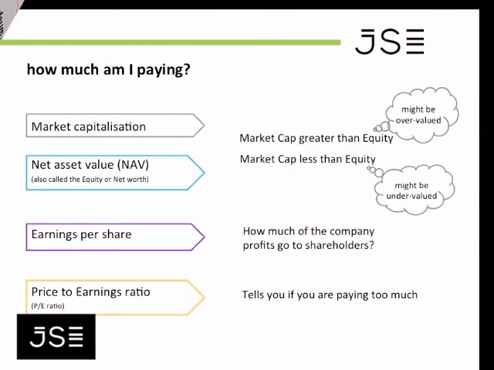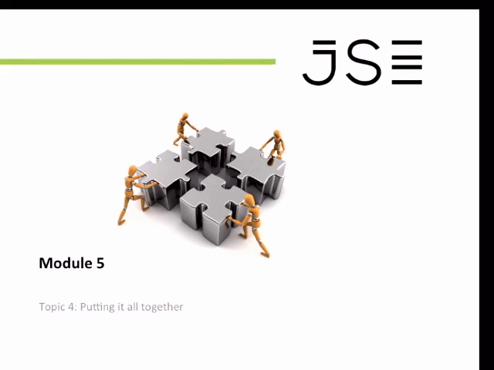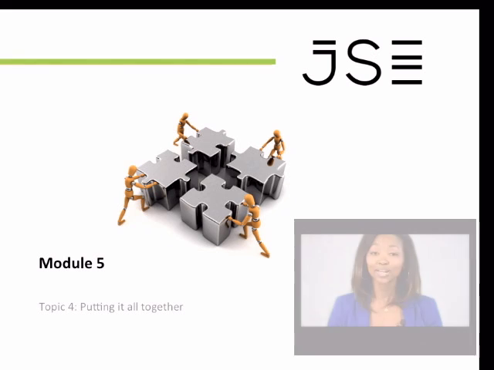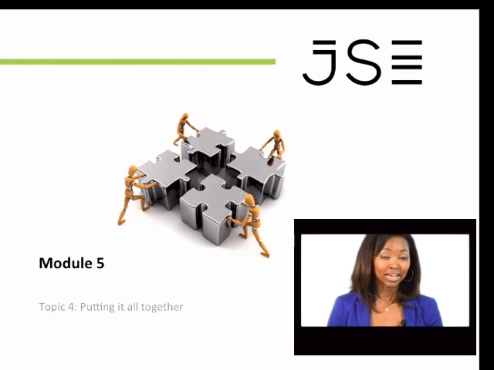And then you've got the price to earnings ratio, which is simply known as the PE ratio. And that gives you a sense of whether or not you are paying too much for a share. So we're going to look at these in more detail and also show you how to calculate them. And that will be done in Module 5, Topic 4, where we basically put all of this information together in looking at how to decide which shares to buy.